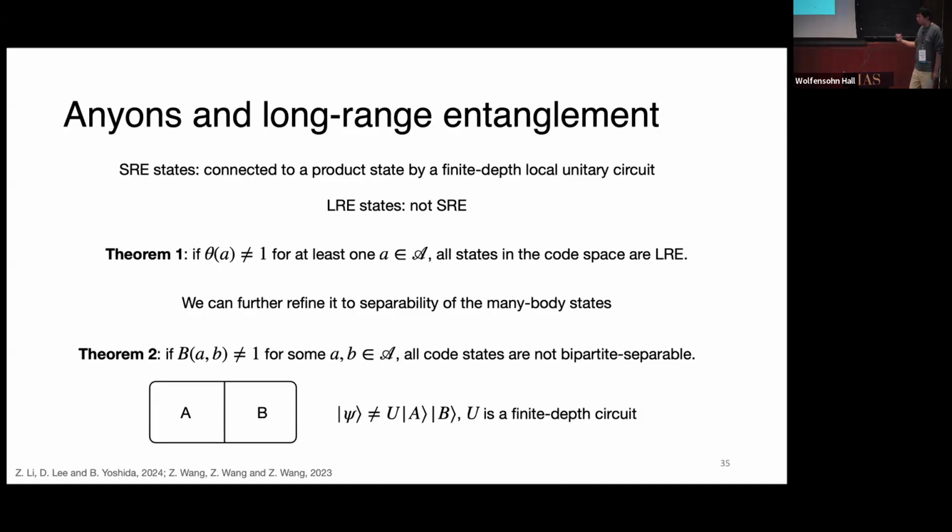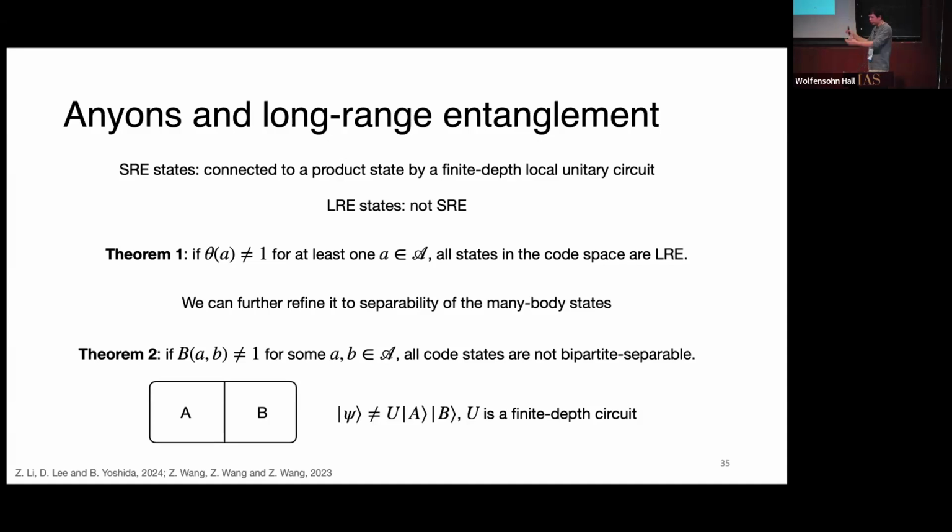Okay, we can refine it a little bit further to a statement about separability of the many-body states. So this is the next theorem. If you find a pair of anyons, which may or may not be the same, in A with a non-trivial braiding, then all the code states are long-range entangled, as we know, but they are also not bipartite separable. So here's what it means. If you have a bipartition of the system into A and B, connected parts, then bipartite separable means that you can write the state, up to a finite depth circuit, as a tensor product of a state on A and a state on B. That's bipartite separability. And the statement is that if you find such a pair with a non-trivial braiding, they are not bipartite separable.